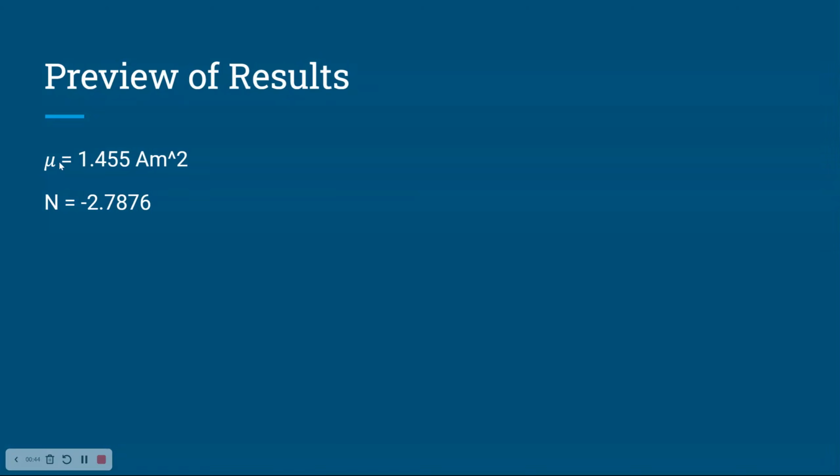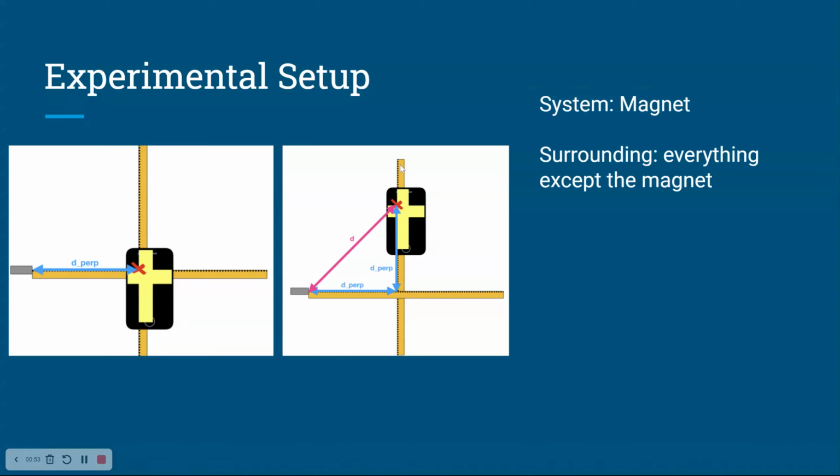So a little preview of the results. I found my mu value to be 1.455 and got an n value of negative 2.7876.